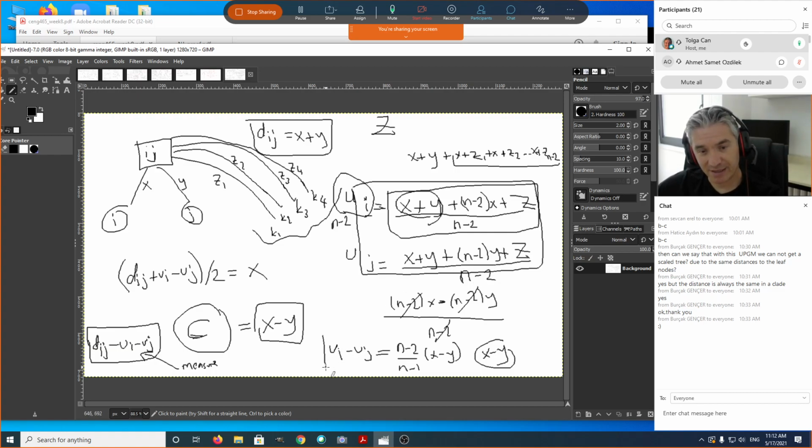The good thing is that Ui minus Uj is this magical term that is actually the difference between x and y directly. Therefore, I can use it. Ui minus Uj is x minus y. This was x plus y. If you add these two terms up, you get your 2x, divided by 2, you get your x. So this is how x is defined.